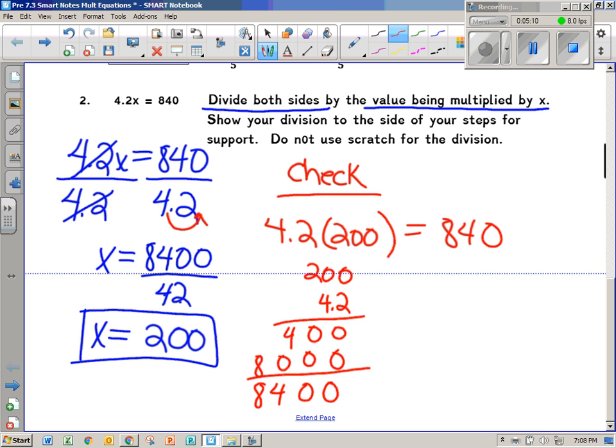So with decimals, remember you have to add up all the places to the right of the decimal point, which is just 1. So it moves over 1 place. And so this left side is 840. So it equals exactly what's on the other side. So it checks.